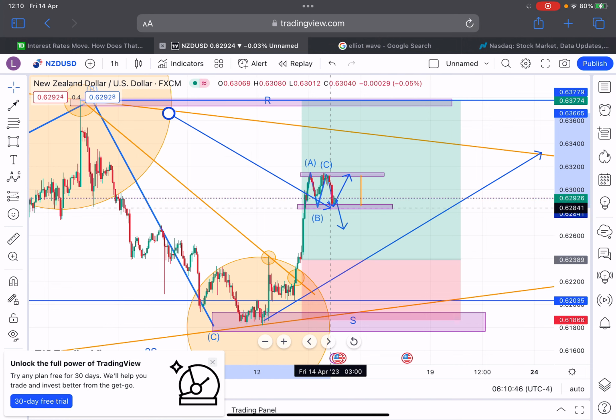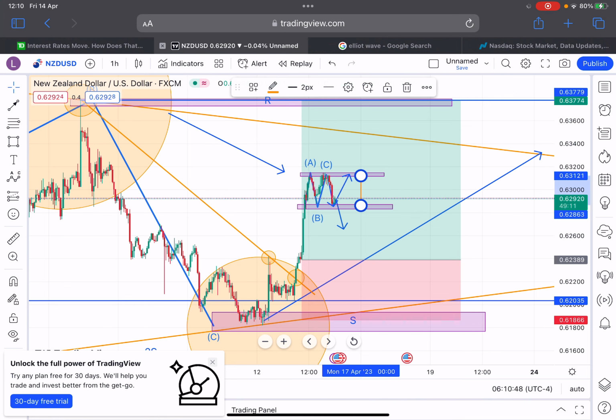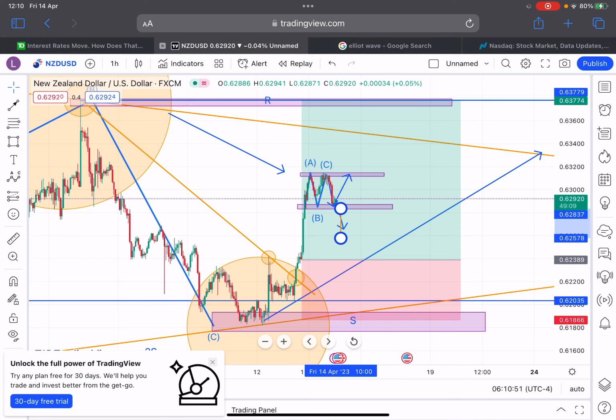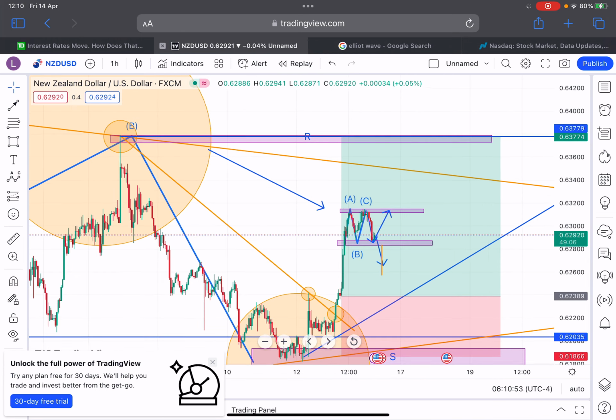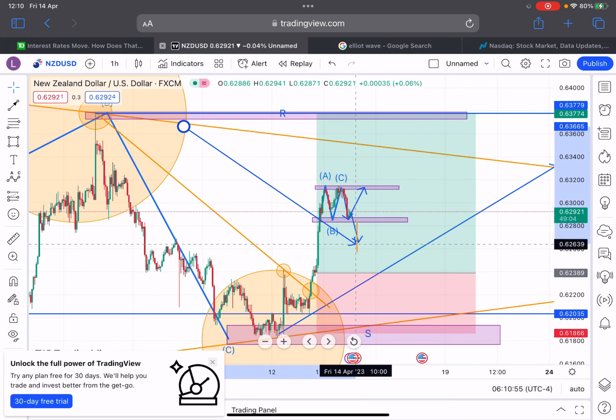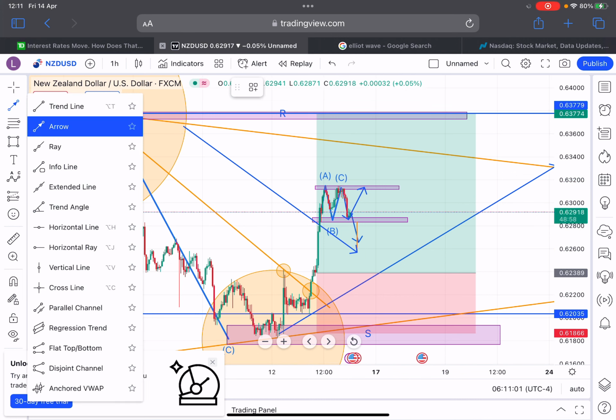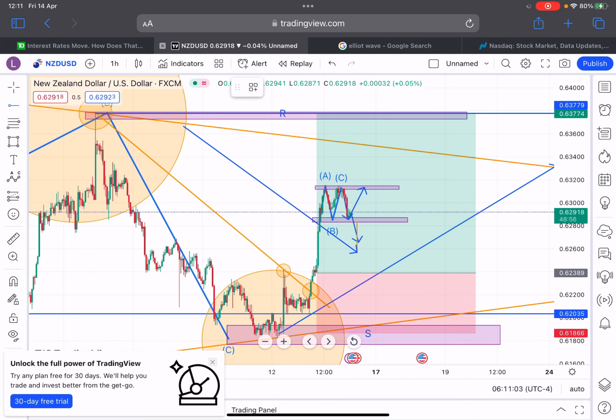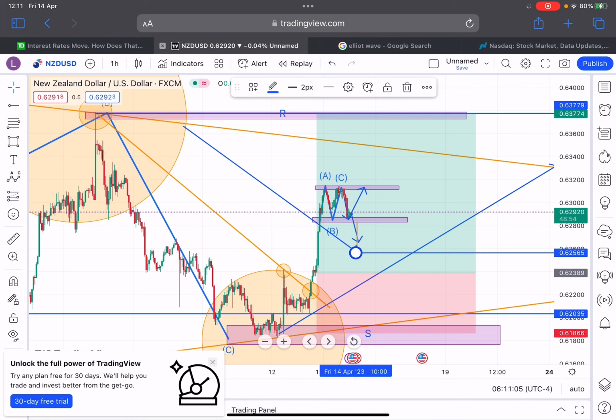If it breaks this support, let's say it broke right here, and here on this price right here, you have to use it as your take profit, meaning you will use your horizontal ray to determine your take profit.